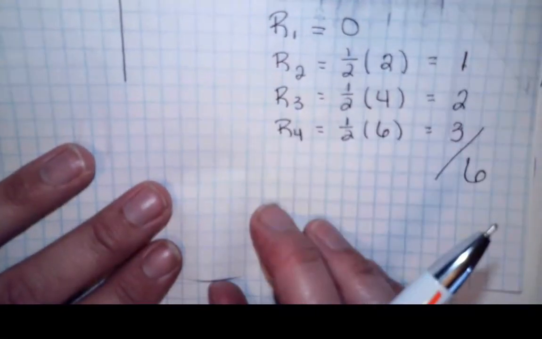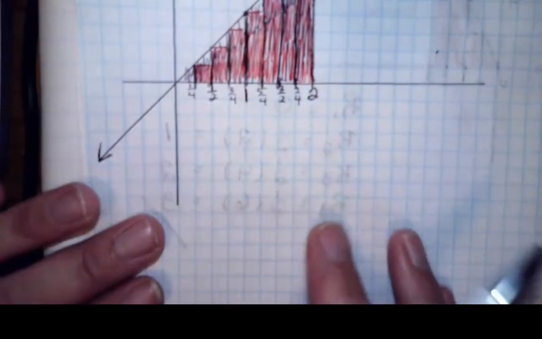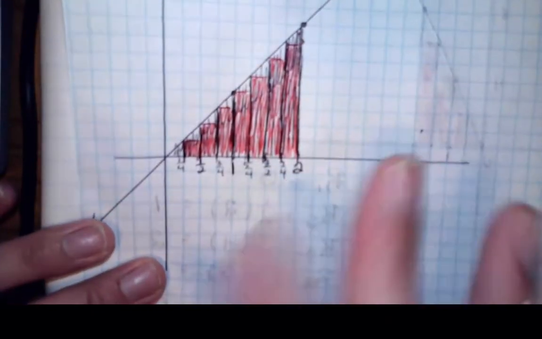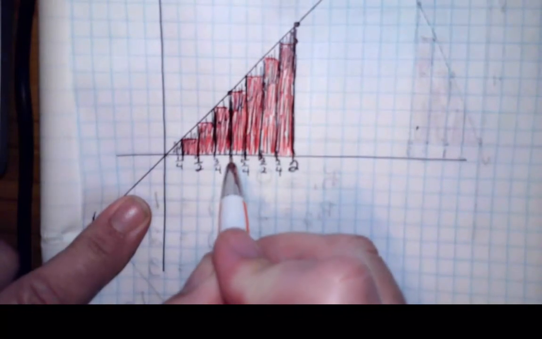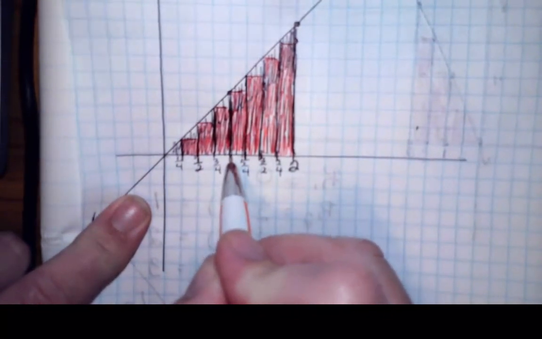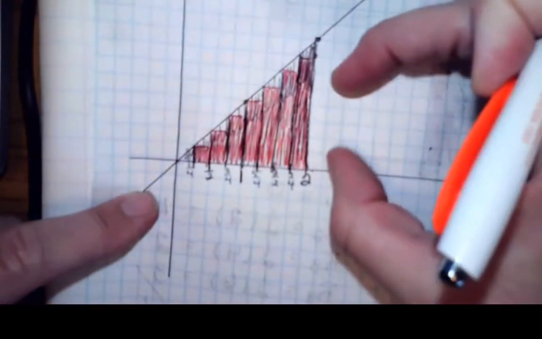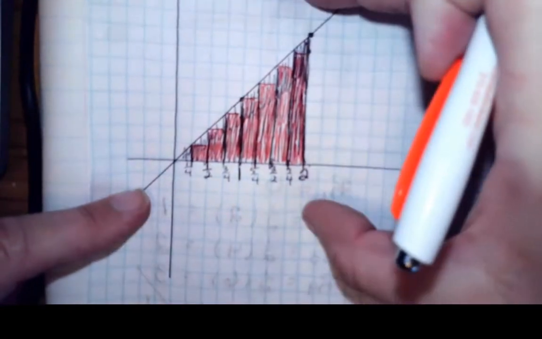It's a low approximation. So let's do one more, and let's look at 8 equal intervals. I've got 8 equal intervals. Again, I changed my scale. From here to here is 1 unit. From here to here is another unit. So I made it wider, but I did not make it taller.